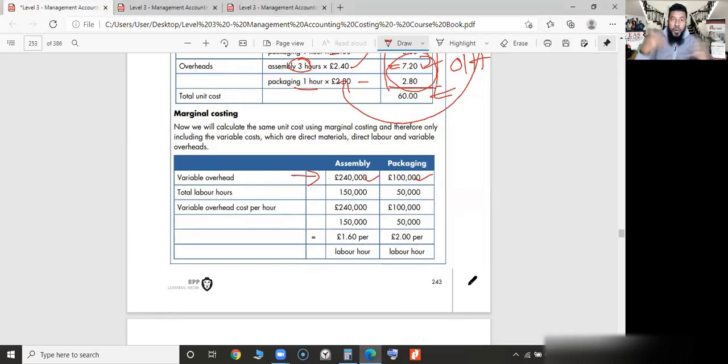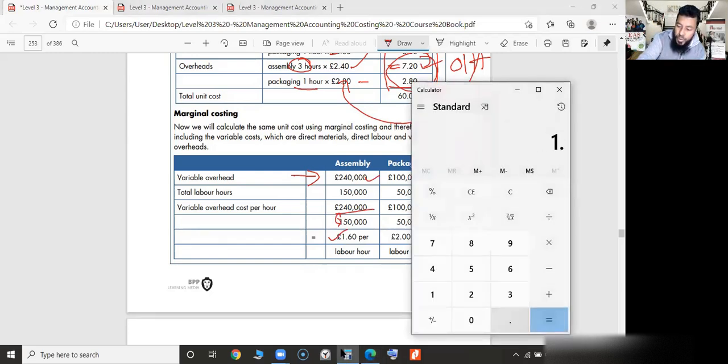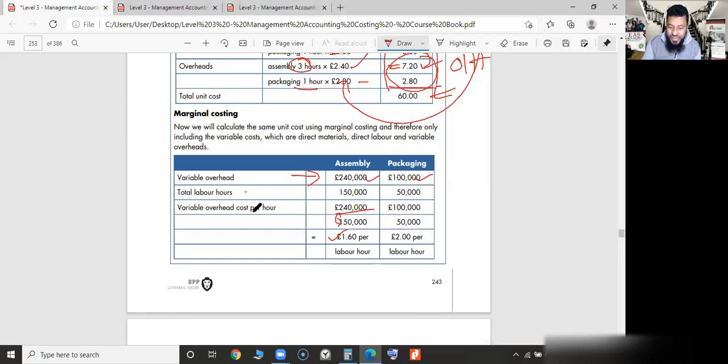You are learning the OAR again. So 240,000 divided by 150,000 labor hours, you get 1.6 per labor hour. But what is it per unit? 1.6 times 3 hours needed, isn't it? That's your 4.8 on the screen calculator. I hope it makes sense. Let me show you here.